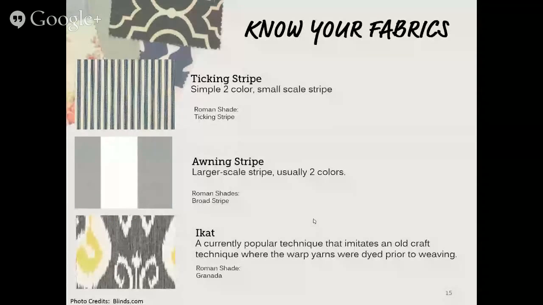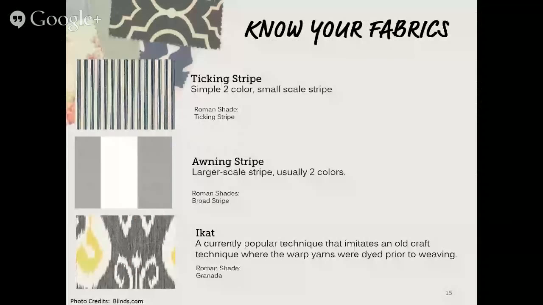Next is a ticking stripe, and that's a very simple, usually two-color, small-scale stripe. And a counterpart to that is the awning stripe, which is becoming more and more popular in our line right now. And this is a big, large-scale stripe that imitates what has always been popular in awnings. Yeah, and these are beautiful for draperies. Stripes going all the way down give you a color-blocked look that's really stylish. You can even do it in the horizontal and get the stripes down your windows.